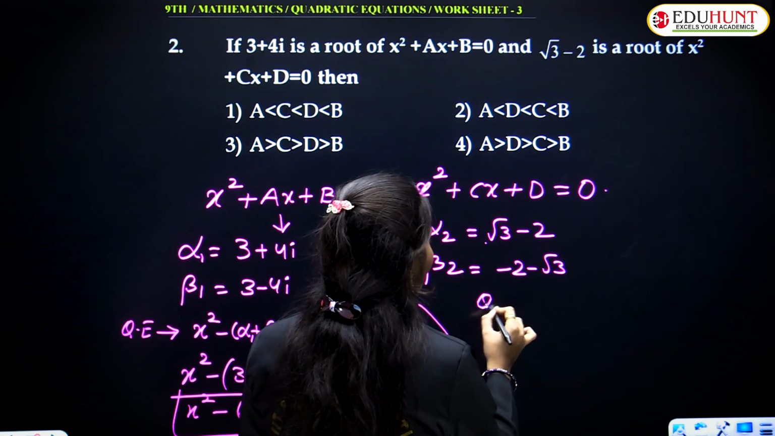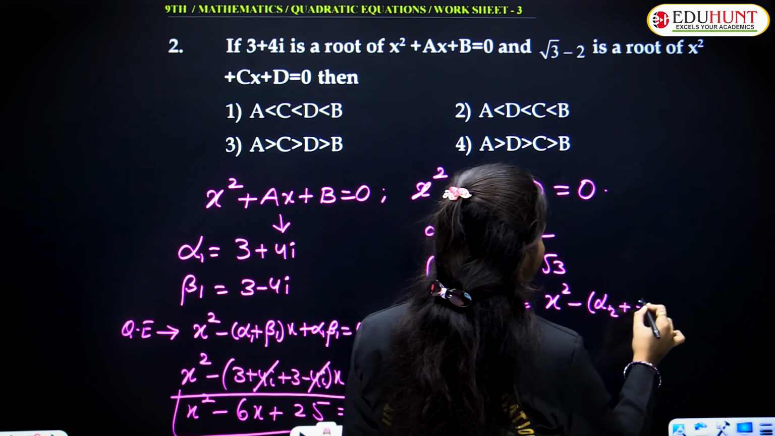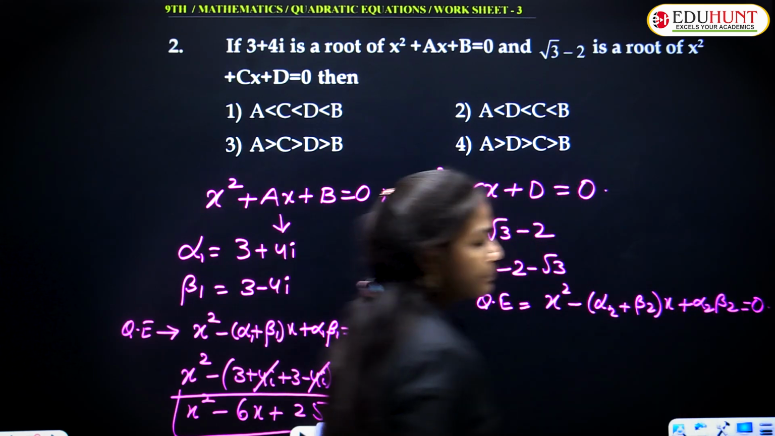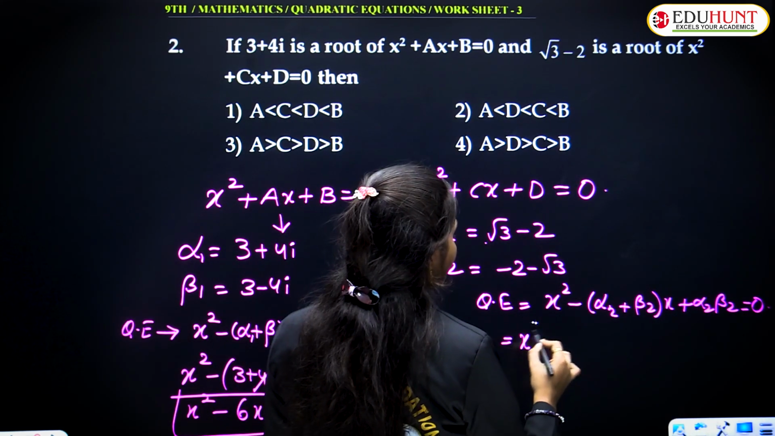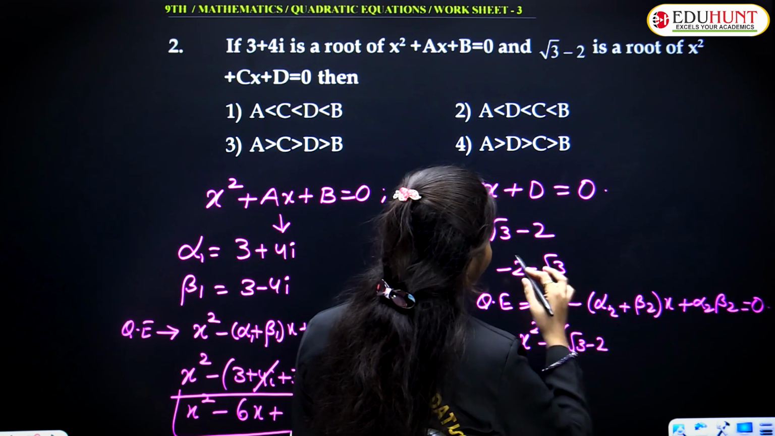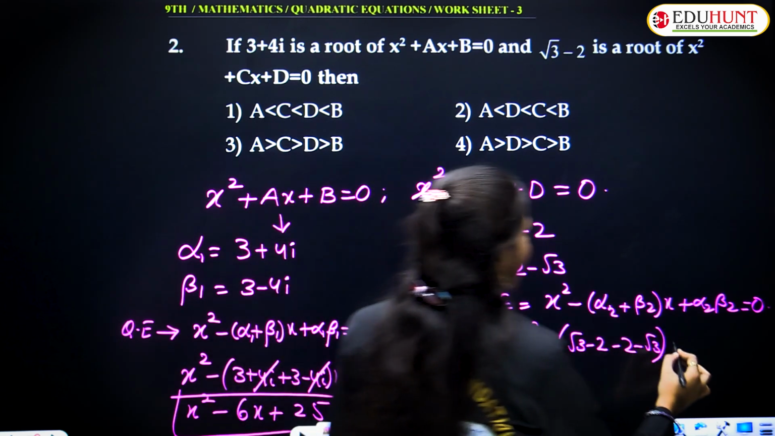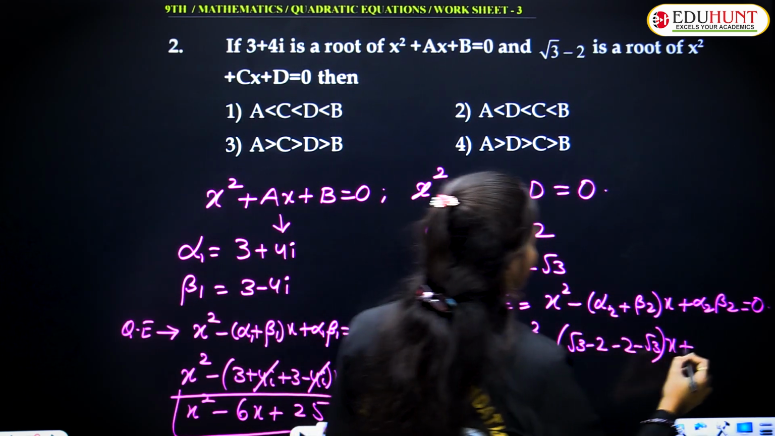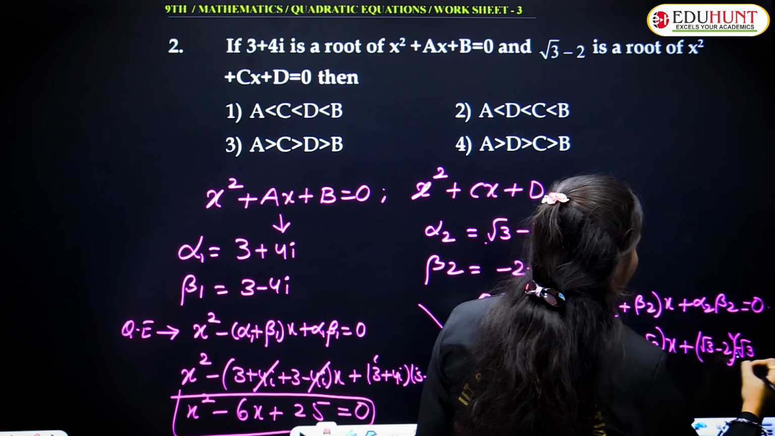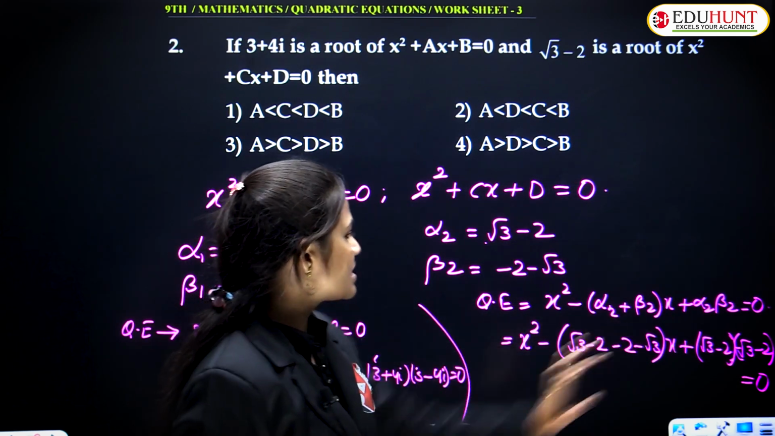Next, come to this one. Here the quadratic equation is x square minus of (alpha 2 plus beta 2) into x plus alpha 2 beta 2, which is equal to 0. So from this, x square minus of alpha 2, root 3 minus 2, and beta 2, minus 2 minus root 3, into x. Plus we have to take the product of these two: root 3 minus 2 into minus root 3 minus 2, which is equal to 0. Understand?